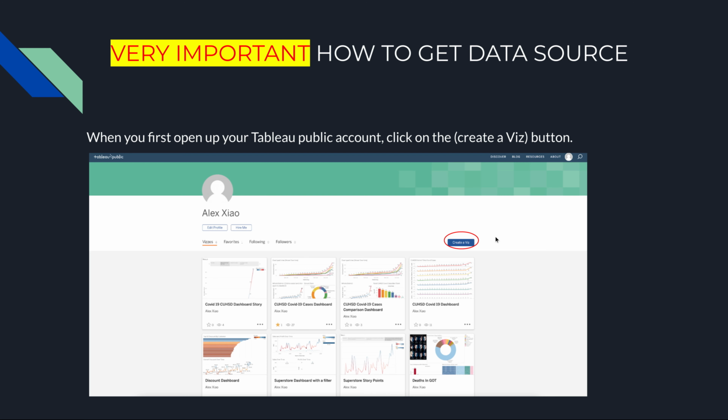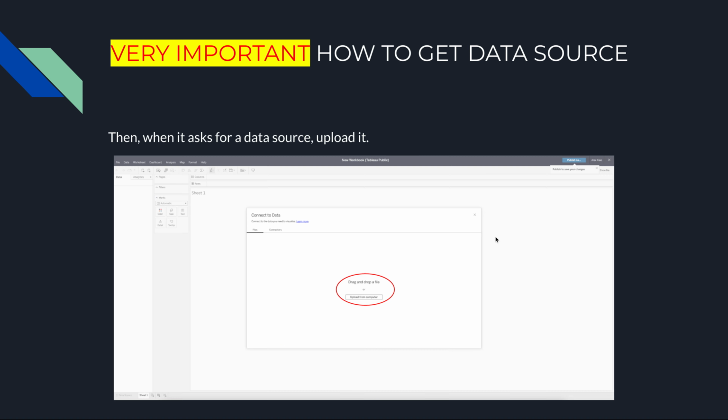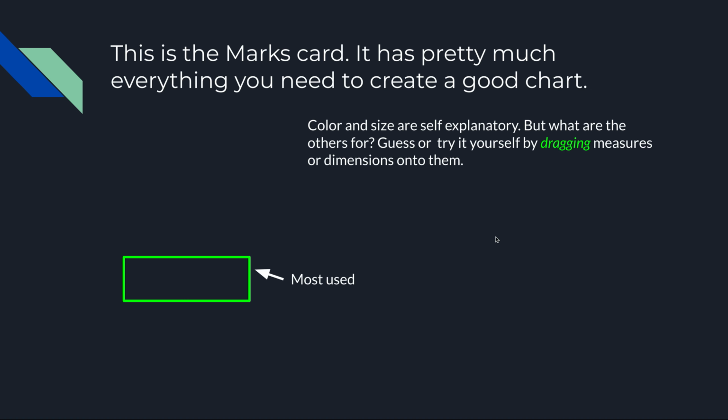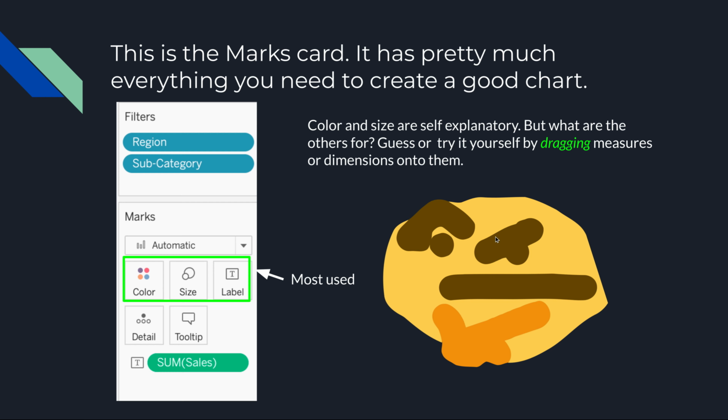Now, this is the marks card. The marks card is literally the basis of all making charts. It has everything we need. It has color, size, label, detail, and tooltip. Now, detail, I'm not going to be touching that because you don't really use it that much. But for color, it's a no-brainer. Color and size, they adjust the color and size. Who would have thought? Now, I'm going to show you guys how to do this.